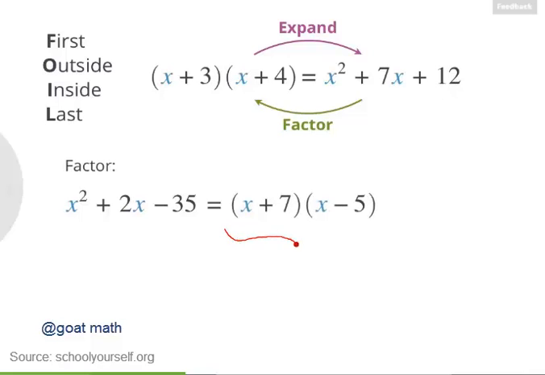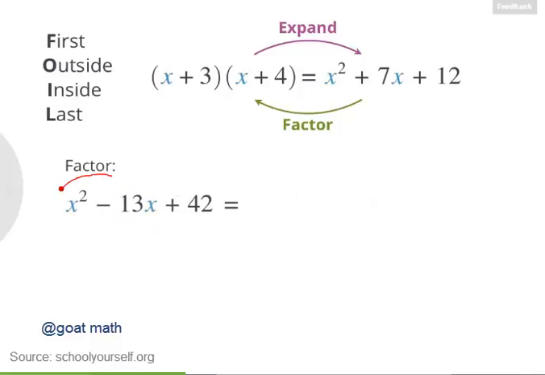Excellent! So this equals x plus 7 times x minus 5. The last term is 7 times negative 5, or negative 35. And adding the outside term, negative 5x, and the inside term, 7x, you get 2x.